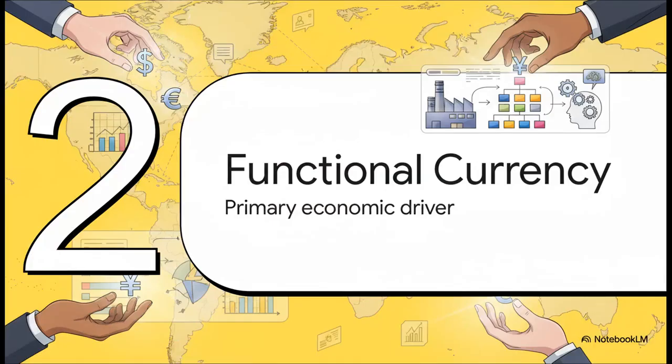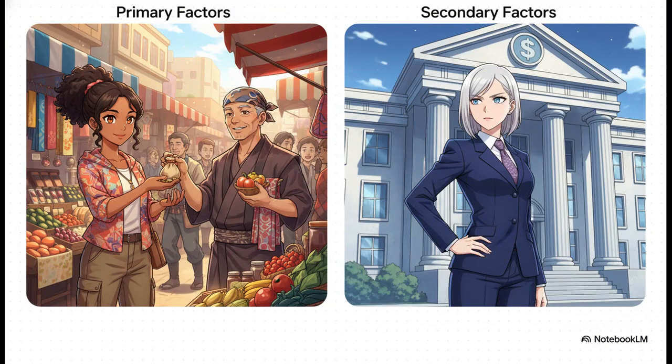Moving to section 2, finding your functional currency. How exactly do we determine this all-important primary economic driver? It's not always as obvious as just looking at where your headquarters is physically located. You've got to look at the primary factors first. Think about the local competitive forces driving your sales. What currency actually dictates your selling price? What currency is paying for your labor and materials?